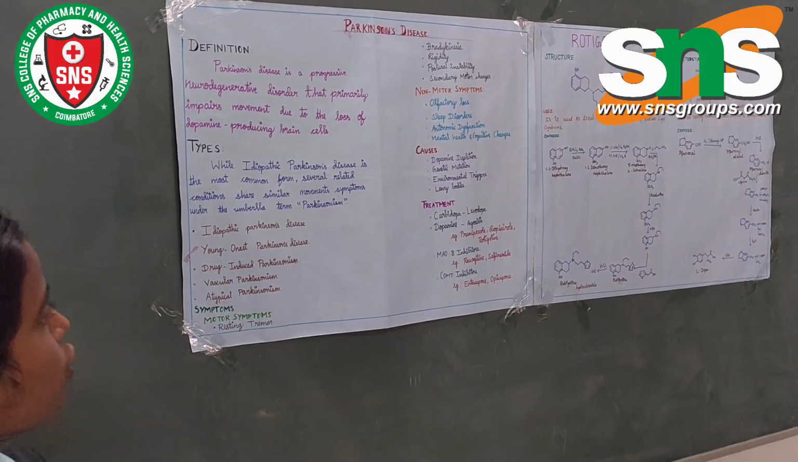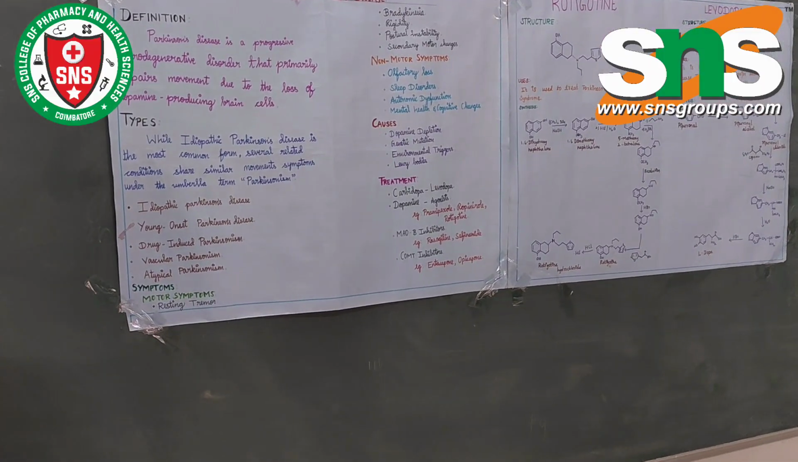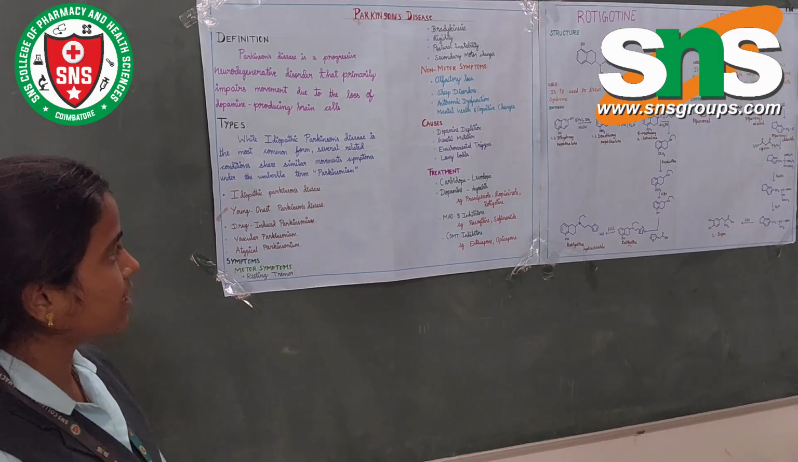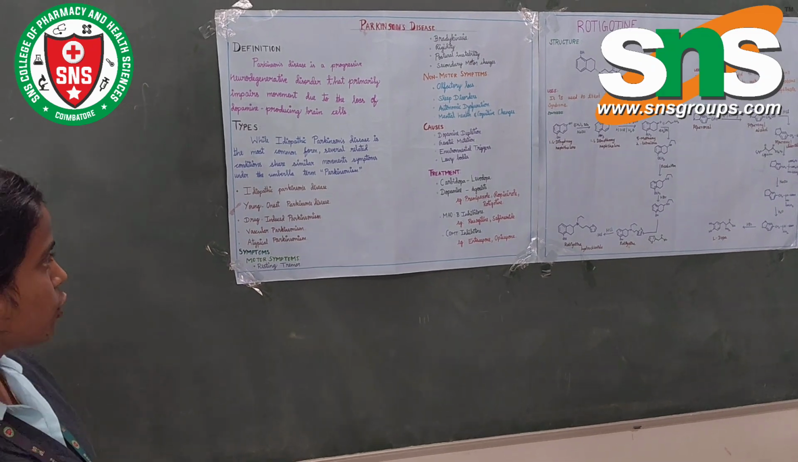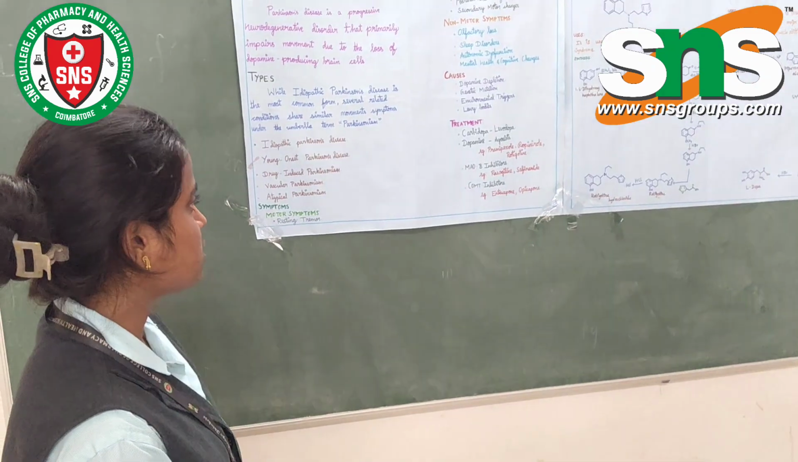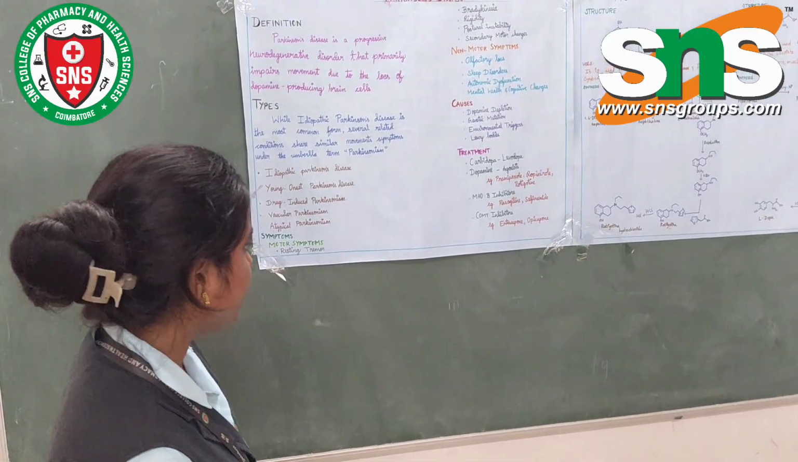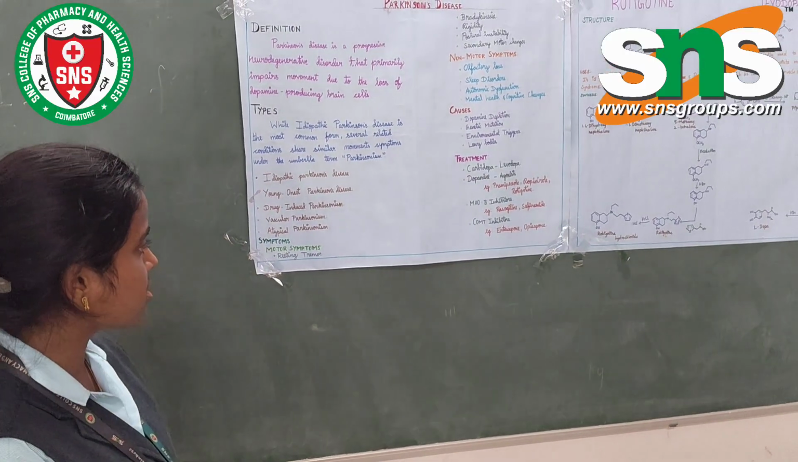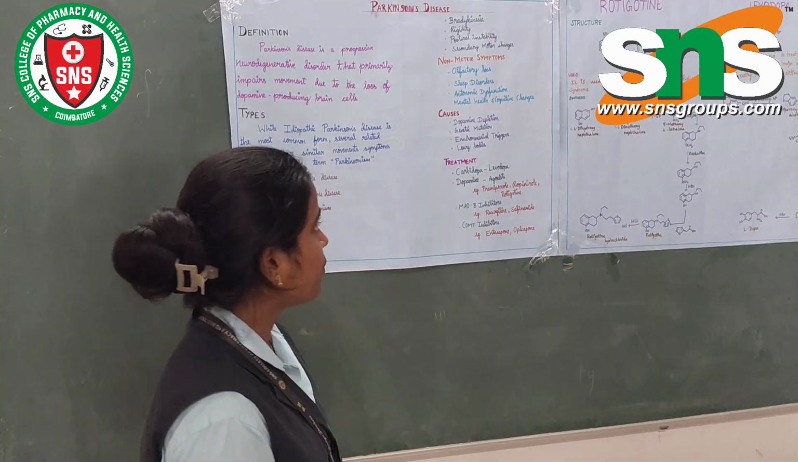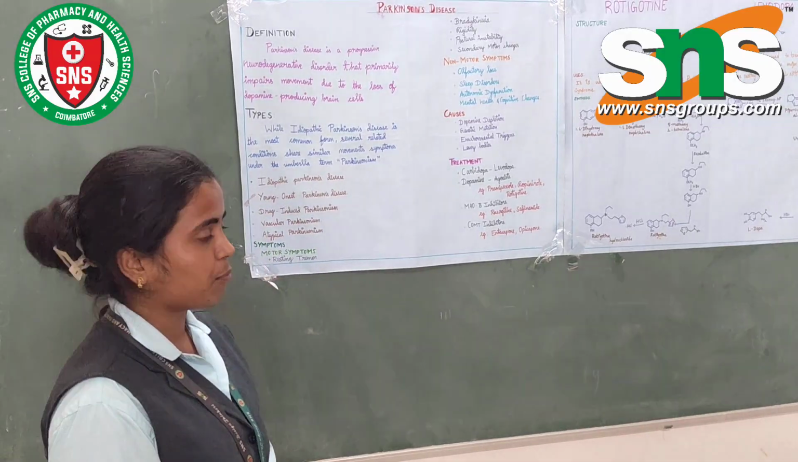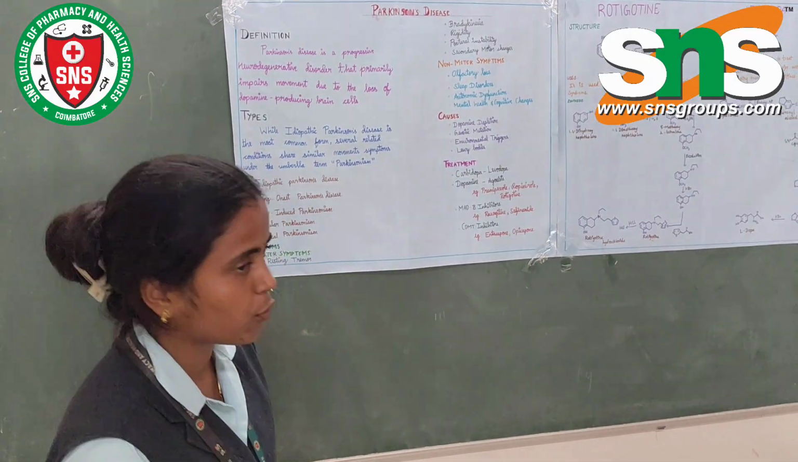The causes are dopamine depletion, genetic mutation, environmental triggers, and Lewy bodies. The treatments are carbidopa, levodopa, dopamine agonists such as pramipexole and rotigotine, MAO-B inhibitors such as rasagiline and safinamide, and COMT inhibitors such as entacapone and opicapone. And Yamuna will explain about the synthesis of rotigotine and levodopa.